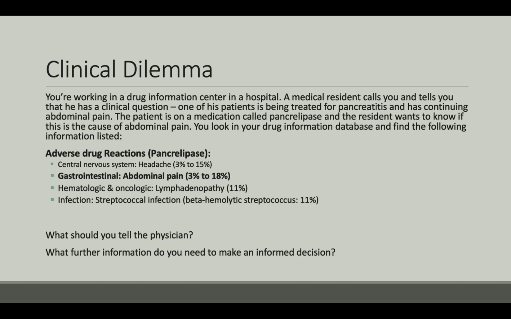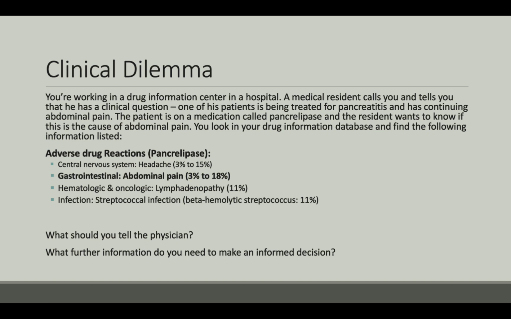Let's start with a case study which demonstrates the need for comparator groups. You're working in a drug information center in a hospital. A medical resident calls you and tells you that he has a clinical question. One of his patients is being treated for pancreatitis and has continuing abdominal pain. The patient's on a medication called pancrelipase, and the resident wants to know if this is the cause of the abdominal pain. So you look in your drug information database and you find the following information listed.